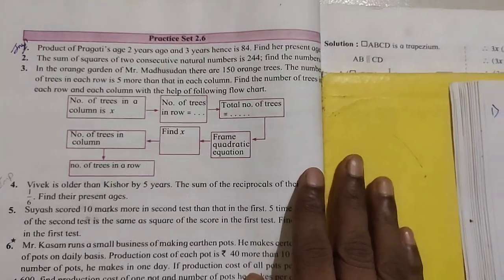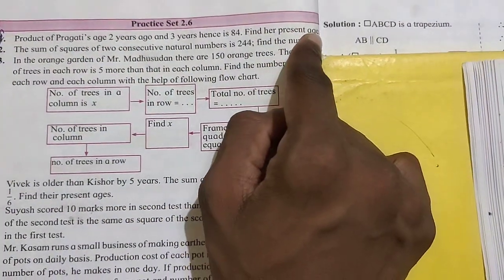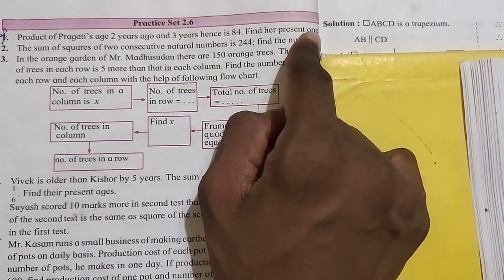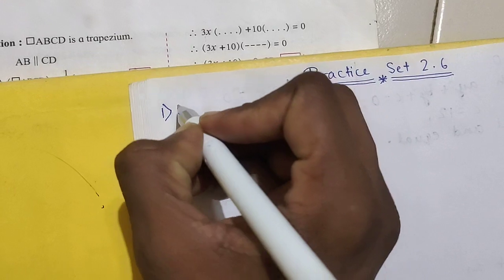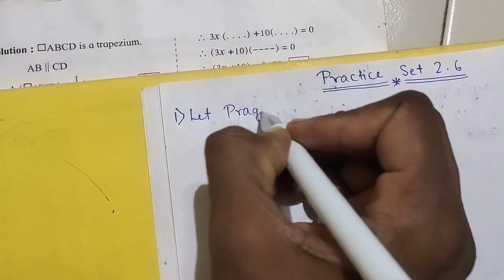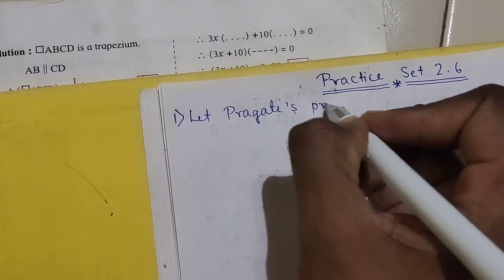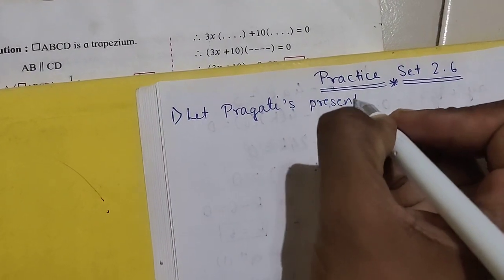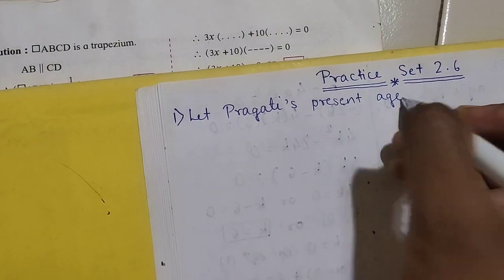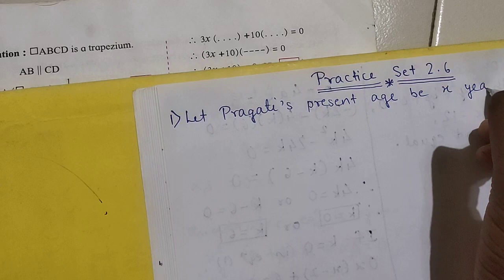Okay, so let us see the solution, how to solve. First we are going to consider that Pragati's present age is x years. Okay, so let us do that. First we are going to write: let Pragati's present age be x years.